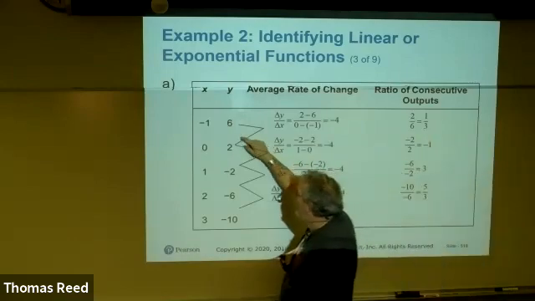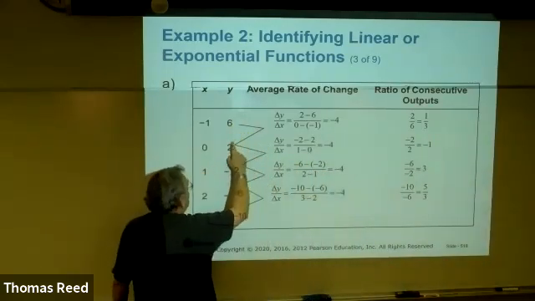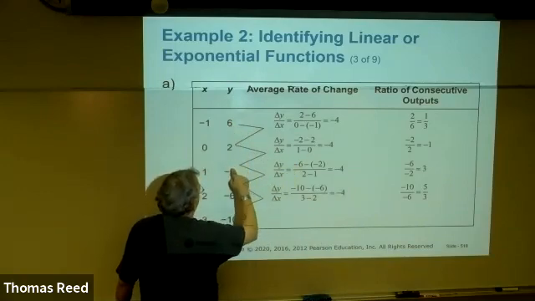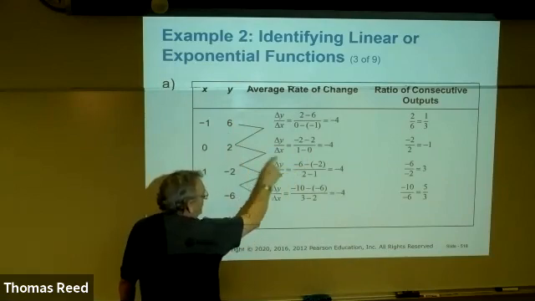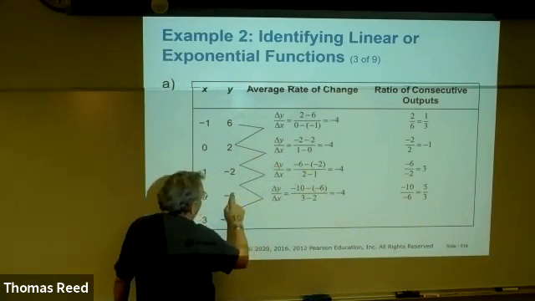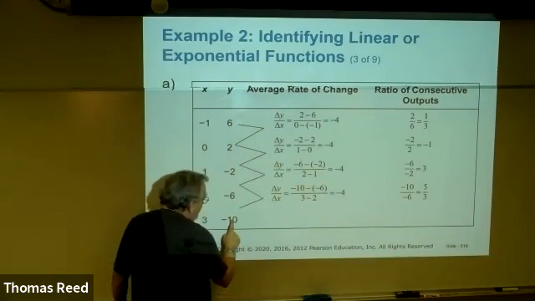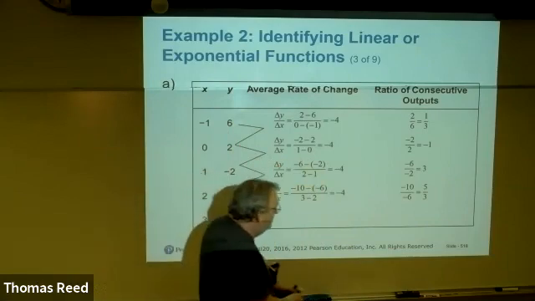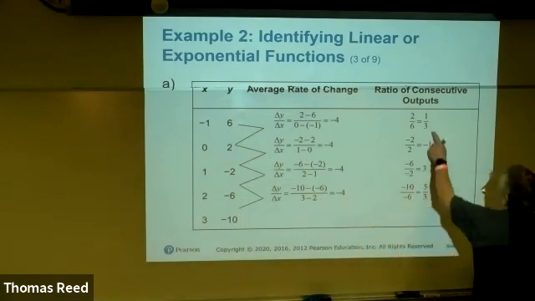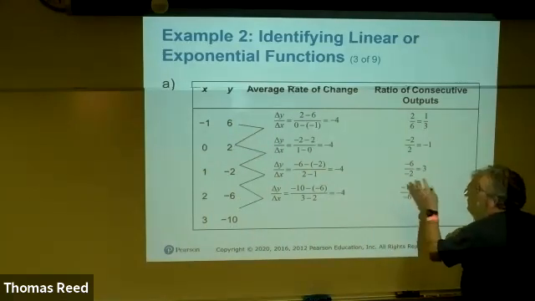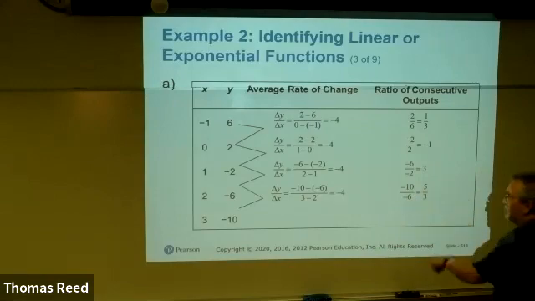So consecutive means here 6 and 2. So it's 2 divided by 6, which is 1/3. And then the 2 and the -2, so it's -2 divided by 2, which is -1. And then -6 divided by -2, which is +3. And then -10 divided by -6, which is +5/3. None of these numbers are the same, so they're not constant. So it's not exponential.